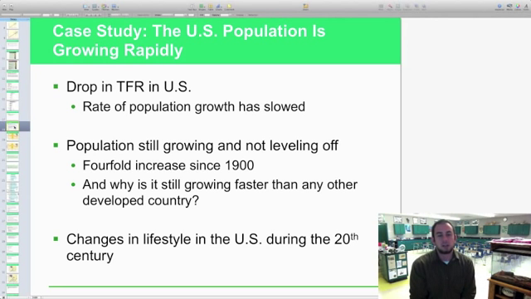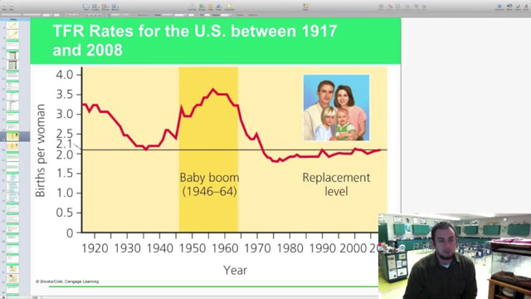There were a lot of changes in lifestyle in the United States during the 20th century, and we're going to take a look at those throughout this chapter. You can see the TFR rates between 1917 and 2008, almost 100 years of TFR rates. Back in the 1920s, birth rates were pretty high, around 3.0 to 3.3 kids per family on average. It did go down by the 1940s, and that probably was because of the Depression back in that day.